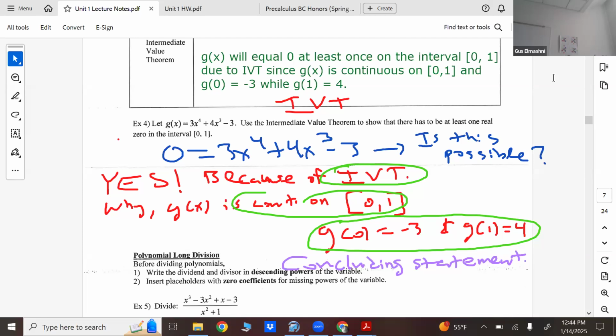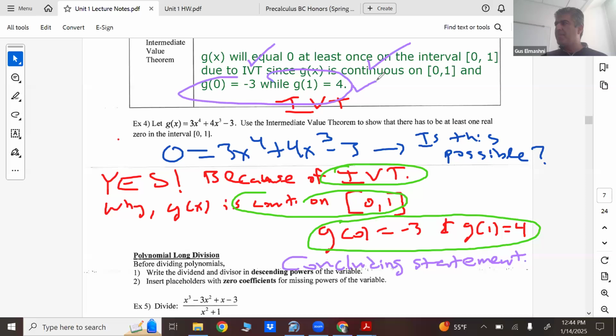That's what I need. And the things I'm looking for is you have to tell me IVT. You have to tell me continuous. You have to work these out. If it's not continuous, I don't want to play. It would not apply. So how do you know? It's a polynomial. That's how. All polynomials are continuous.